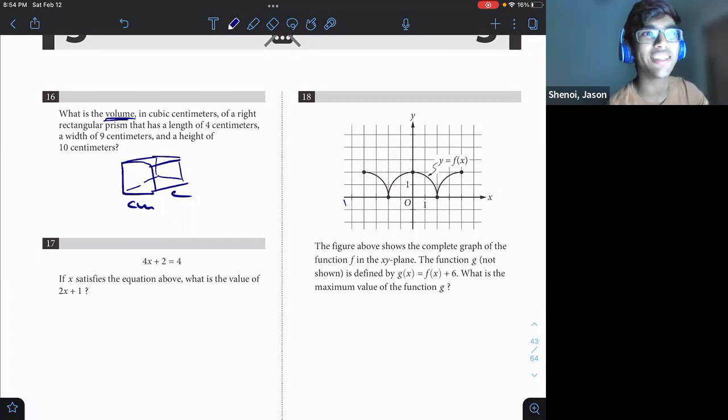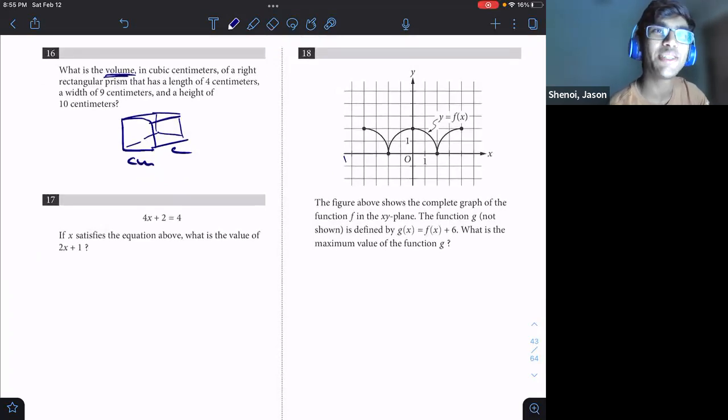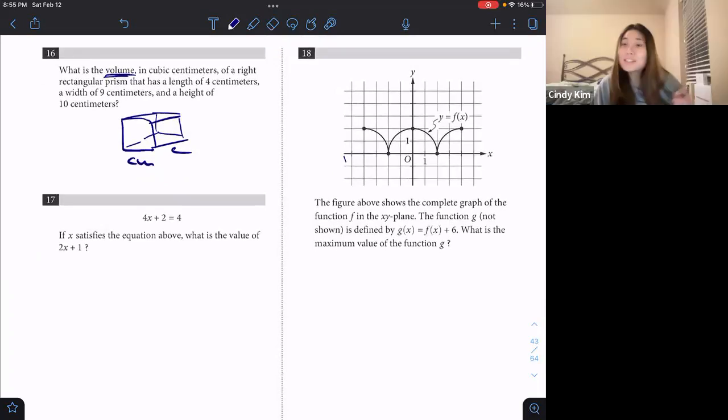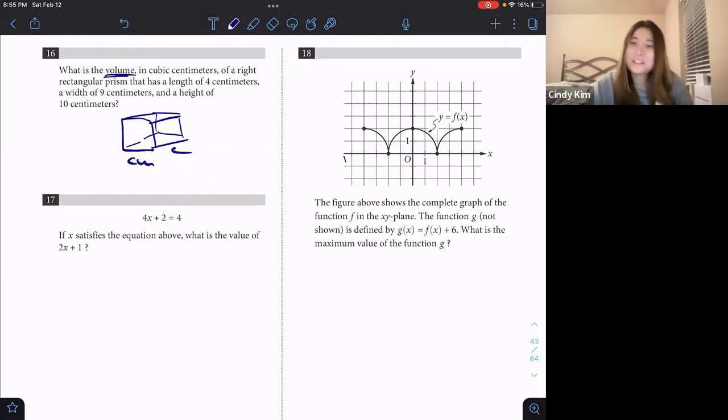You get hundreds in English. Okay. Which is the next question? I got 17 right. Good. 18? Yeah. Oh, that graph gives me anxiety again. Okay.